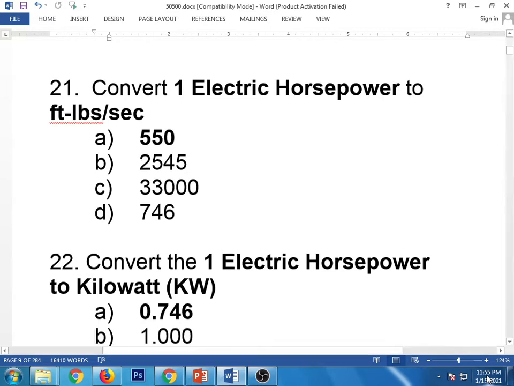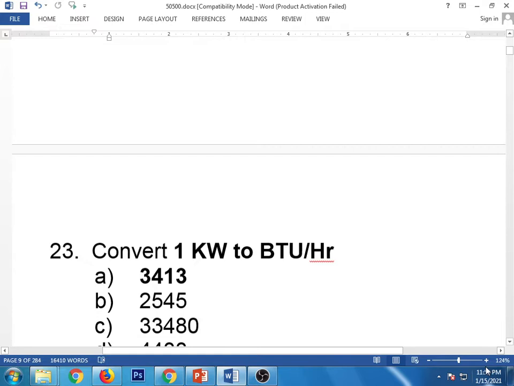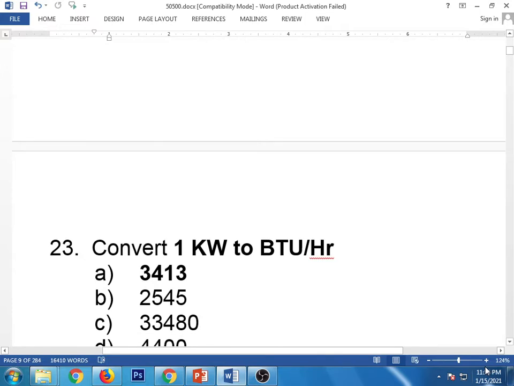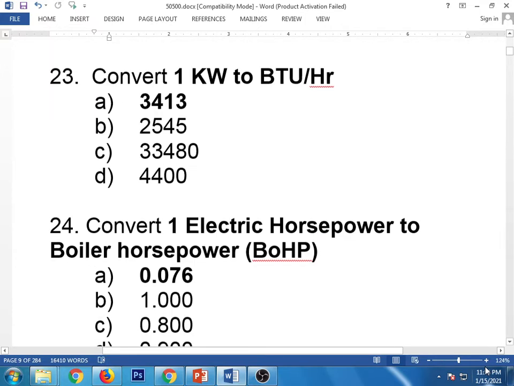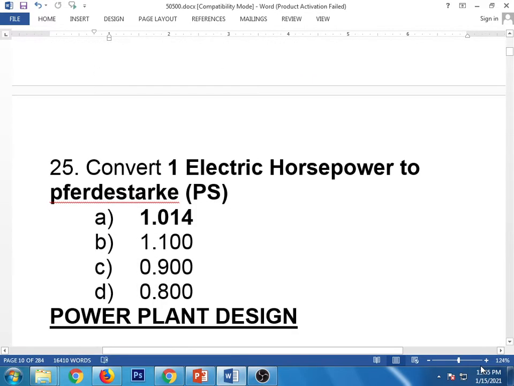Convert 1 electric horsepower to kilowatt. 0.746. Convert 1 kilowatt to BTU per hour: 3,413. Convert 1 electric horsepower to boiler horsepower. 0.076. Convert 1 electric horsepower to metric horsepower.